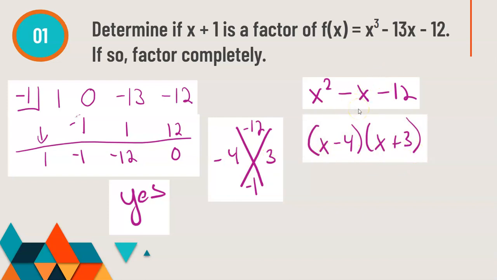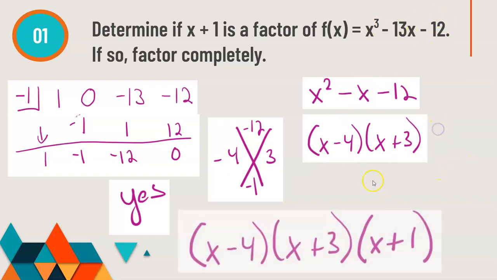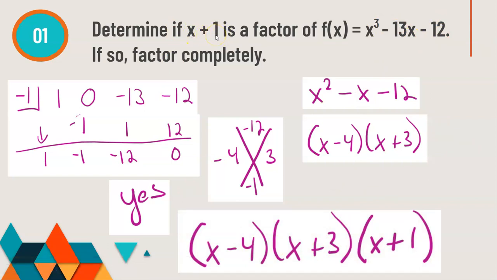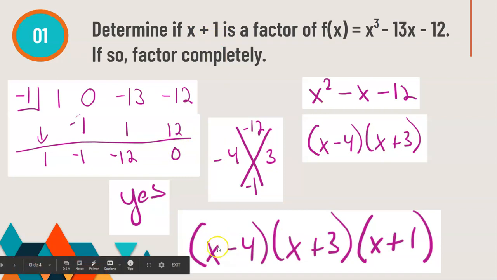When I put those in parentheses, those will be how this part factors. But what you have to remember is that this was part of that original. So I need to also include that one x plus 1 that we determined was a factor when we got the remainder of 0. So our final answer would be the x minus 4, the x plus 3, and the original x plus 1.